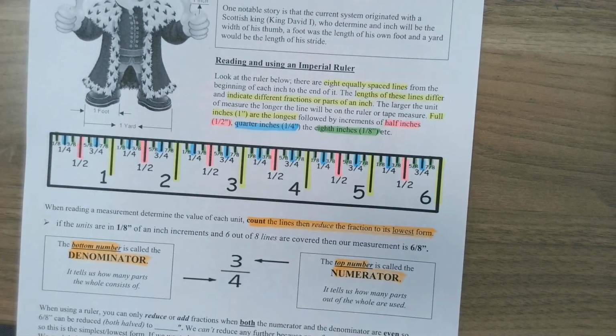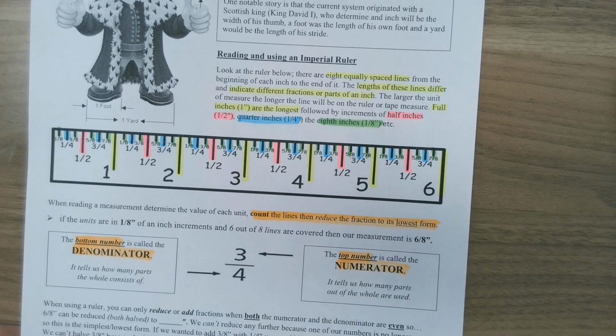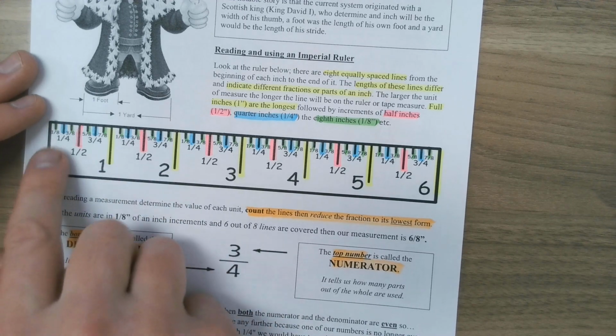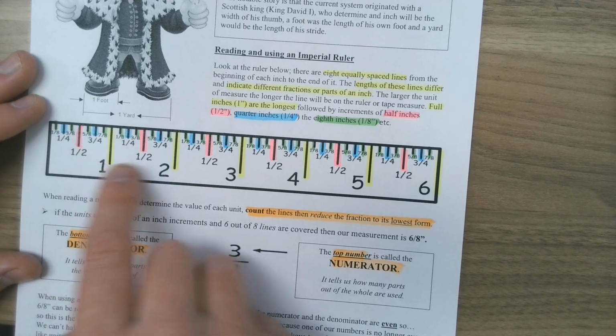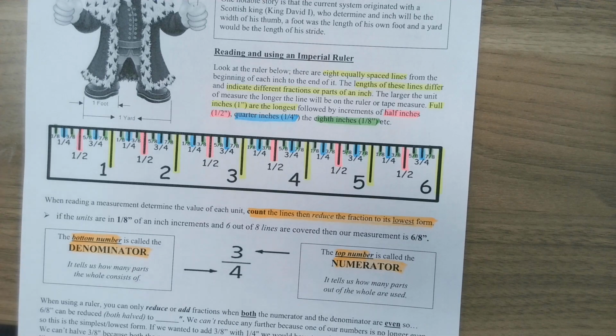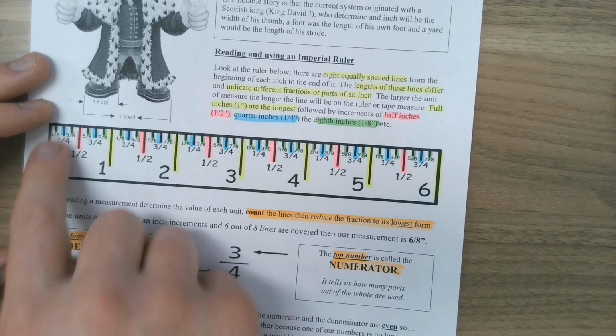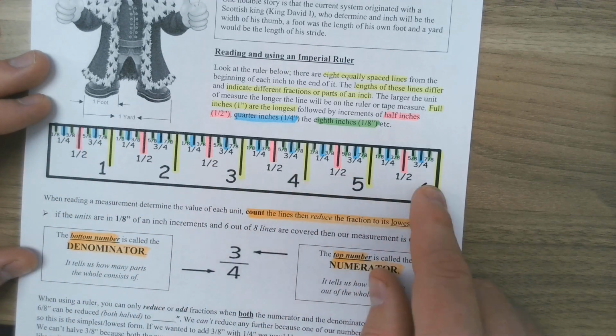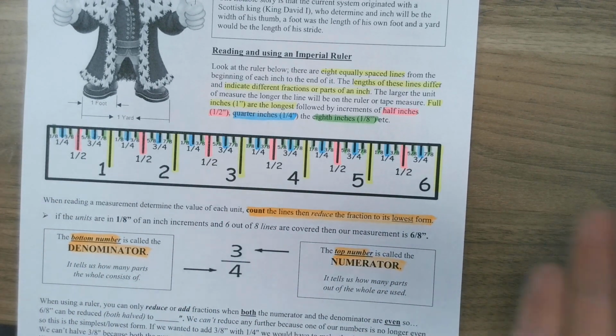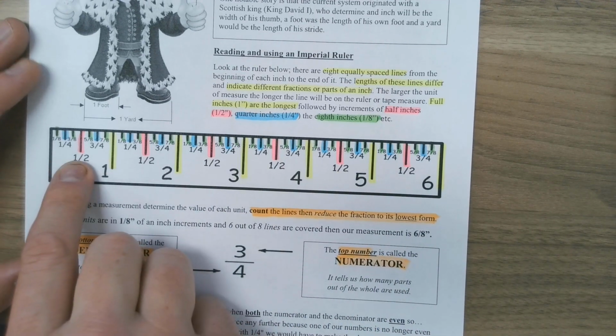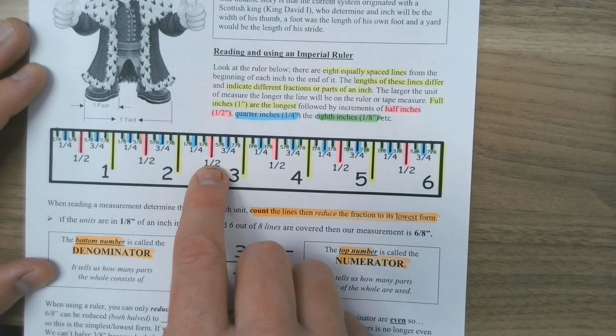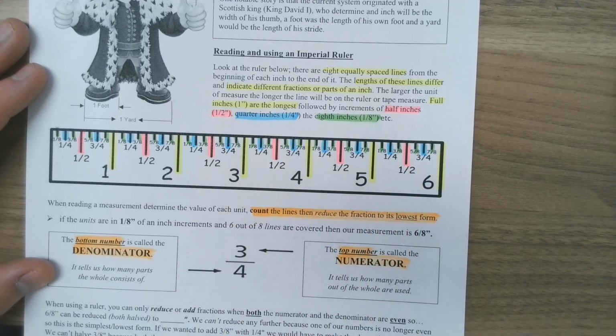So, reading and using an imperial ruler or tape measure, like we have in the shop, the instructions are right here. It says, look at the ruler below, this guy right here. It has 8 equally spaced lines between each inch. So there's 8 lines between here and here, between 1 and 2, between 2 and 3. You guys most likely know this. But if we look at this, the longest lines are our whole inches. So this is 0. We have 1, 2, 3, 4, 5, and 6. The next longest lines are halfway between those. So that's our half inches. Half inch, 1.5, 2.5, 3.5, 4.5, 5.5, and so on.